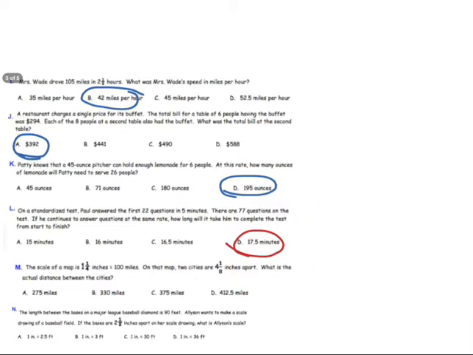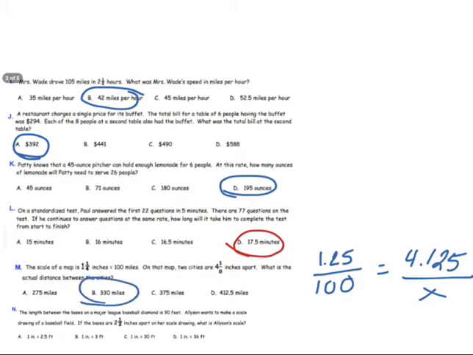Letter M, the scale on a map is 1¼ inches is equal to 100 miles. So on the physical map, when you measure with a ruler 1¼ inches, in real life it means 100 miles. On the map, there are two cities that are 4 1/8 of an inch apart. How far are they apart in real life, right? What's the actual distance between the cities? If you notice, I changed those fractions into decimals so that I could cross-multiply it more simply, but it's up to you whether you would like to do this or not. The answer that I got was letter B, 330 miles.